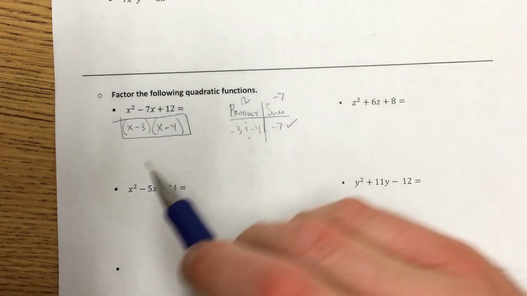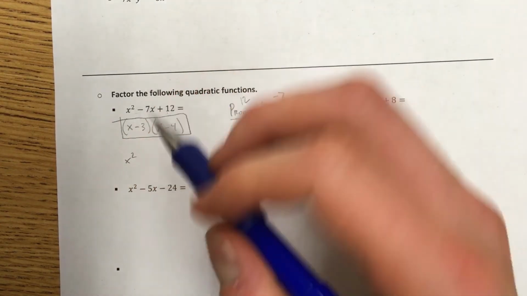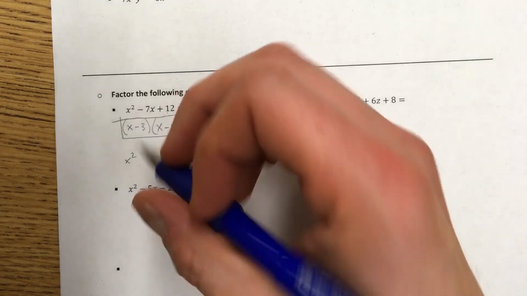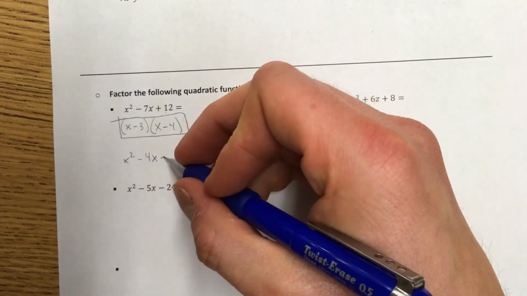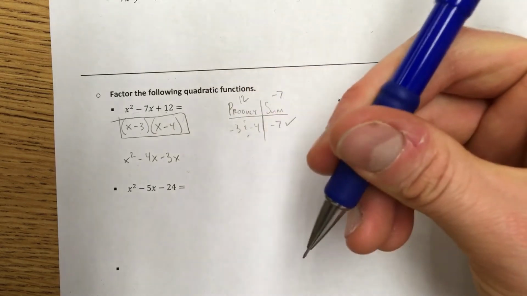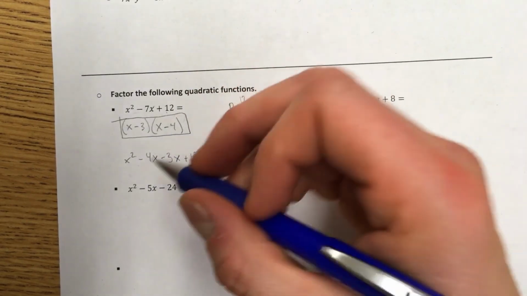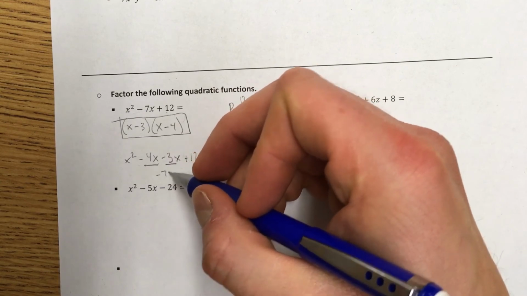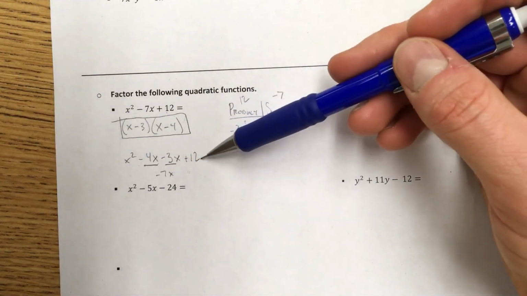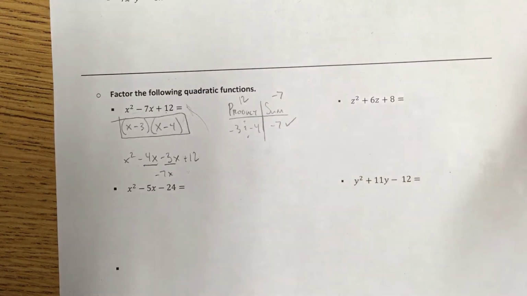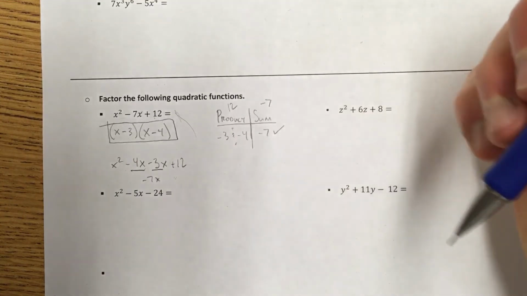And we could check it. If we wanted to FOIL, x times x would give us x squared. X times -4 would give us -4x. -3 times x is -3x. And -3 times -4 gives you +12. And these would combine to give us -7x. So it gives us back our original expression, which shows that this is a correct factorization of this quadratic.